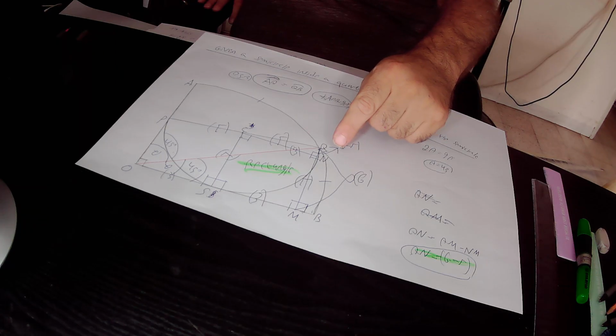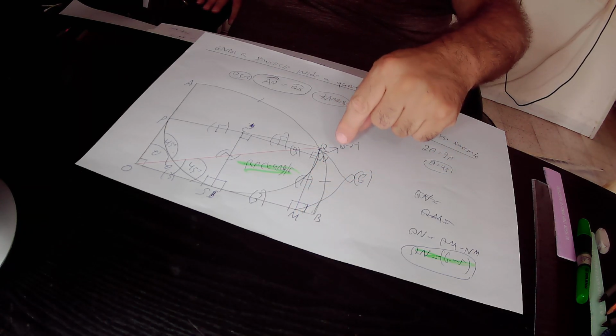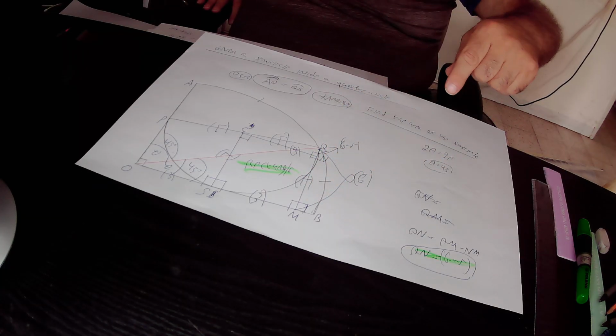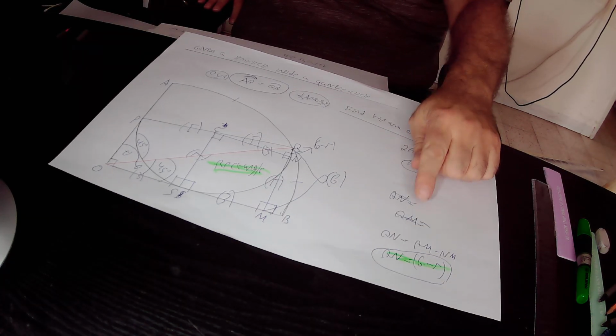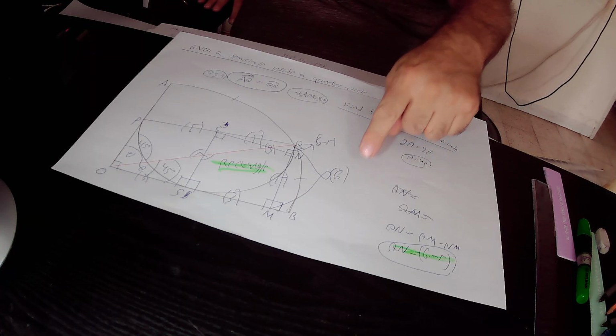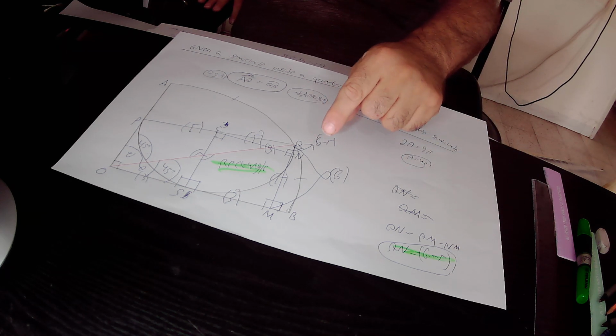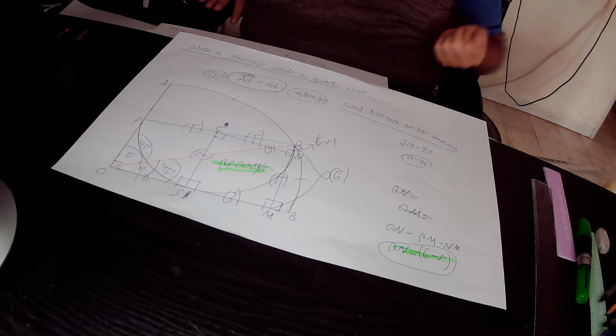The small segment QN equals QM minus NM. So QN equals QM, that is 6, minus NM, that is R. So the small segment QN equals 6 minus R units in length.